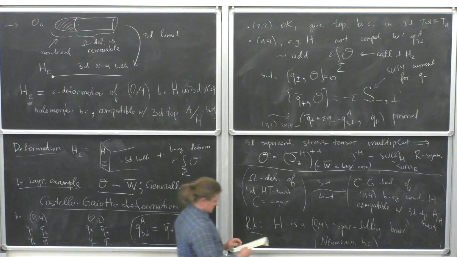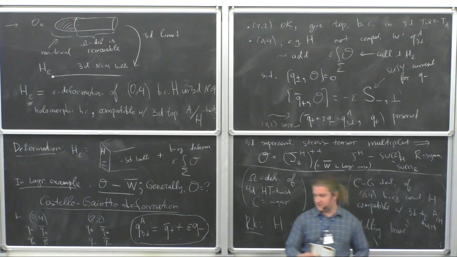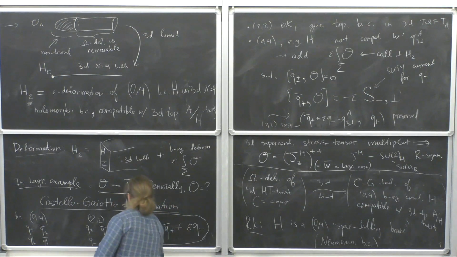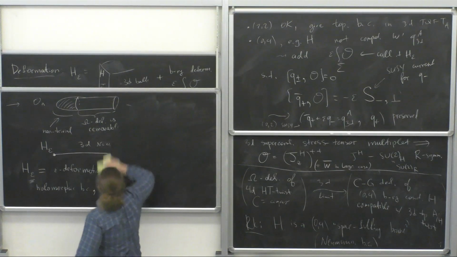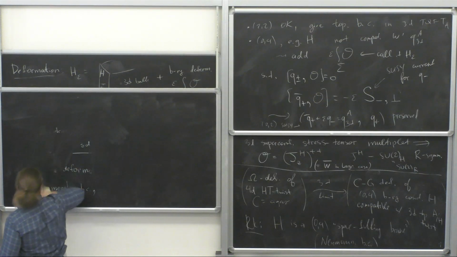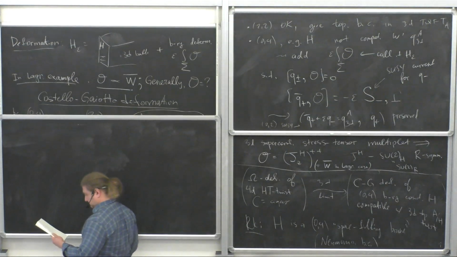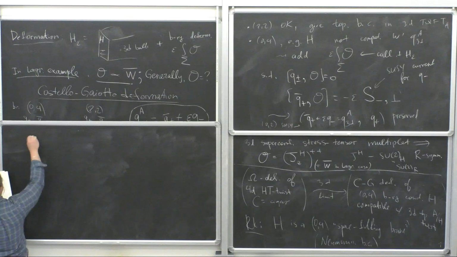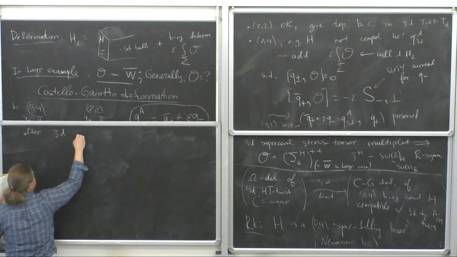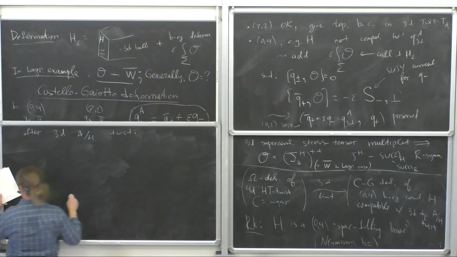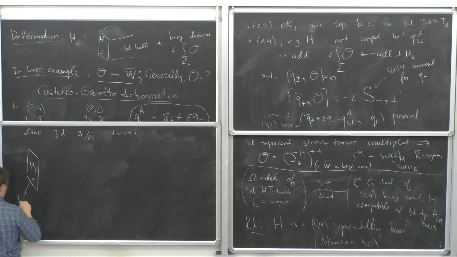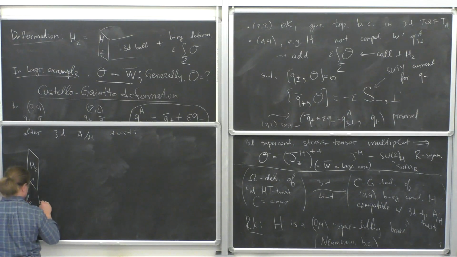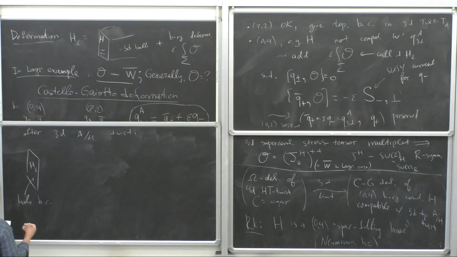And since it's compatible with the topological twist, let's perform the topological twist in 3D. So after the 3D A or H twist, we have the following configuration. There's a boundary H epsilon, which is a holomorphic boundary condition. In case we obtain our theory from a 4D SCFT, which is the case that we consider here, it supports a VOA V.